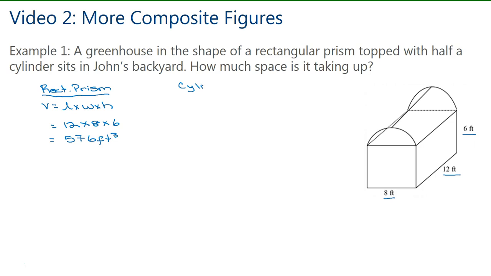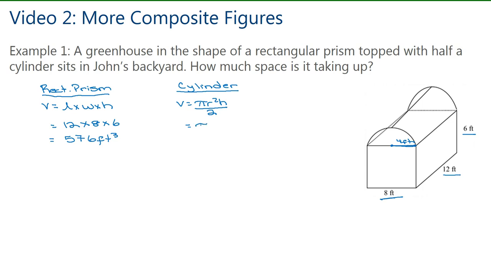Now let's find the volume of the cylinder. Now the formula for a cylinder is pi r squared h. But since we only have half of a cylinder here, I'm going to divide that by 2. So now let's figure out what the radius is. Well, since the radius is the distance from the center of the circle to the outer edge, you see that that's going to be half of this here, so it'll be 4 feet.